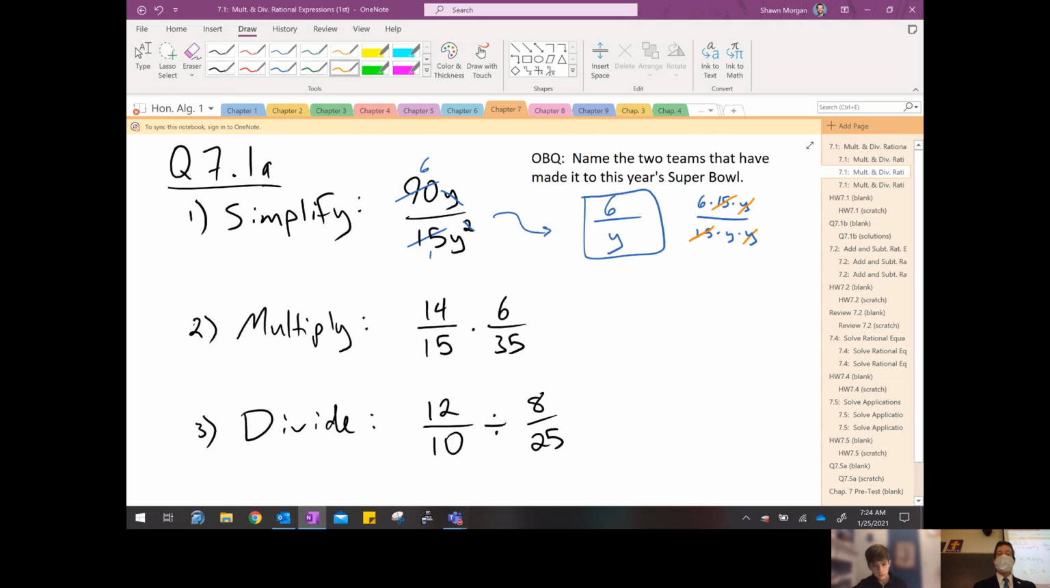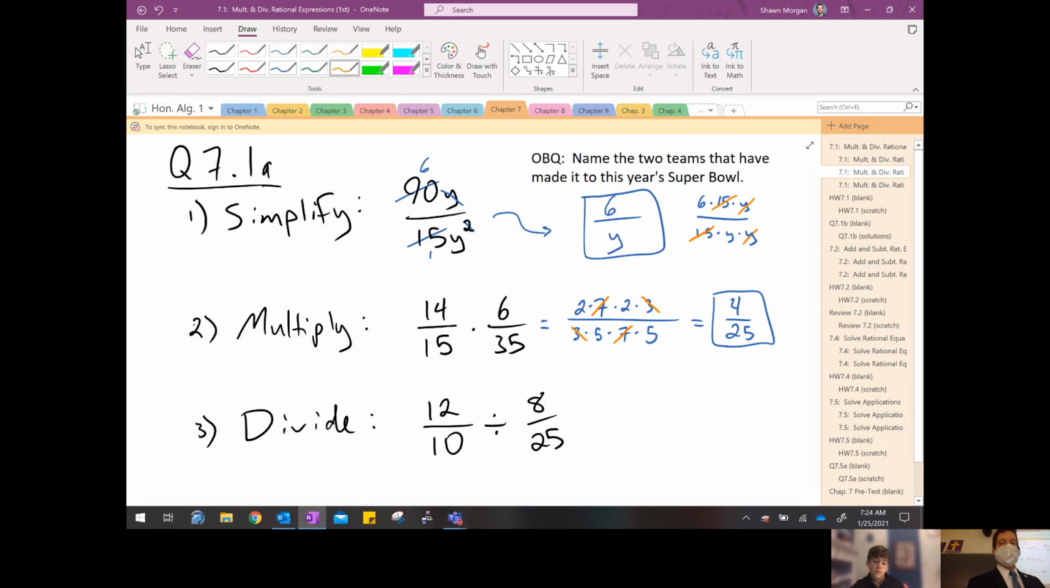So with number 2, I would not multiply 14 times 6 and 15 times 35. Instead, I would perhaps consider writing it as a product of 2 times 7 times 2 times 3 and 3 times 5 times 7 times 5, right? So we factor out the top, write it as a product, and then we can start canceling some common factors. We notice a 7 gets canceled out. We notice that a 3 gets canceled out. And what are we left with? 4 over 25.